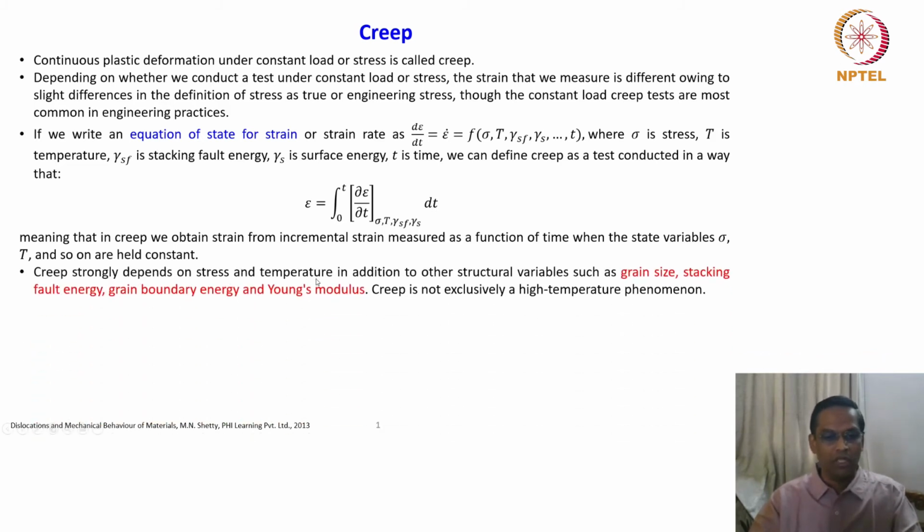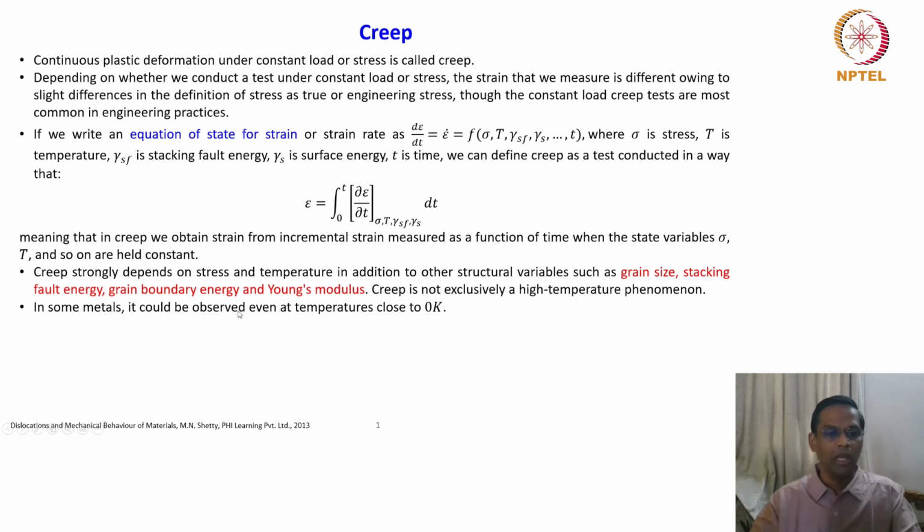Creep strongly depends on the stress and temperature in addition to other structural variables such as grain size, stacking fault energy, grain boundary energy, and Young's modulus. Creep is not exclusively a high temperature phenomenon. So this particular sentence says that creep strongly depends upon the stress and temperature. That is the primary variable it depends on. Of course, we have other variables, and when it comes to defining high temperature, it's always relative, right? So high temperature for one material need not be a high temperature for another material. So that is how this sentence is brought in. It's not necessarily a high temperature phenomenon, because depending upon the melting point of any material, the temperature can be defined as low temperature or high temperature, right? So that's why it is said like that.